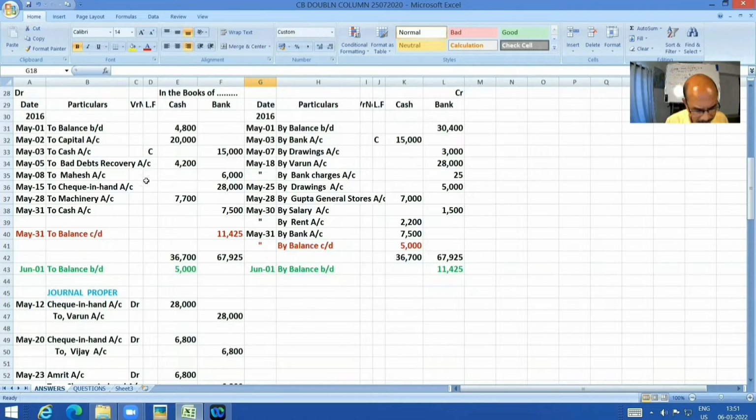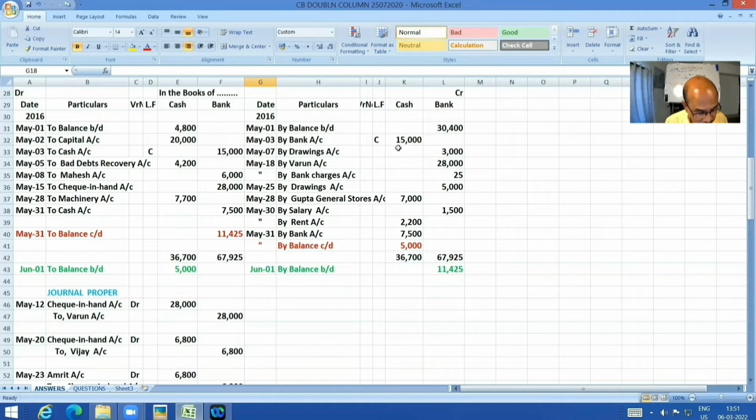Deposit into bank, bank to cash, cash by bank, how much? 15,000 each, contra entry. Sold goods to Mahesh on credit. Okay, on credit, it doesn't get qualified in the cash book because the entry will be nothing but Mahesh to sales. Neither effect is a cash or bank. It will be routed through the sales day book. Okay. So we don't have to worry for the cash book.